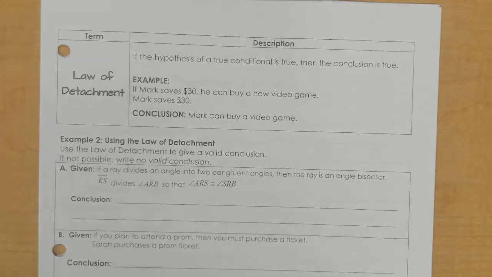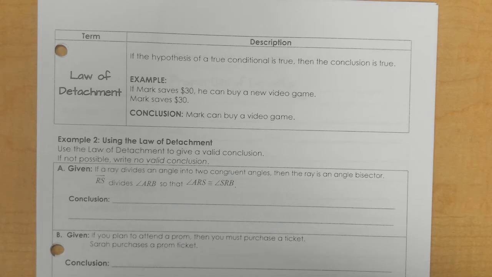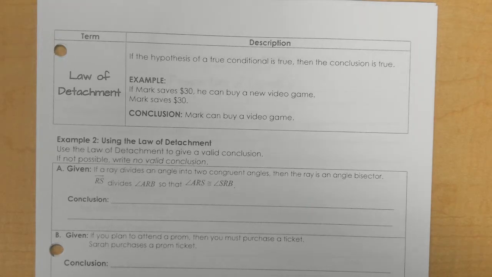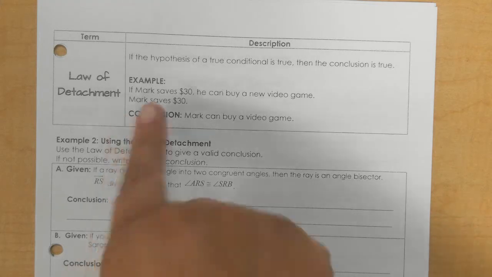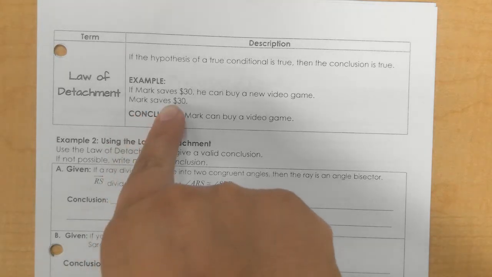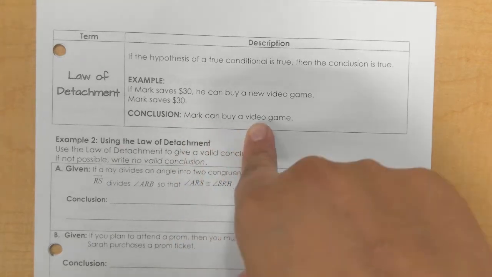Alright, and then the last law is called the law of detachment. So if the hypothesis of a true conditional is true, then the conclusion is true. So just an example, if Mark saves $30, he can buy a new video game. Then it tells us Mark saves $30. So what can we conclude? We can conclude that Mark can buy a video game.